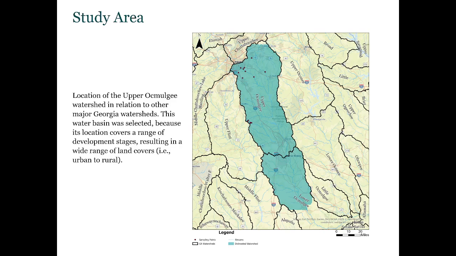Next, here's a look at the study area. I've delineated a watershed that's highlighted here in teal using these purple sampling locations as support points. Here, I just want to note that the study area does cover the majority of Upper Ocmulgee, in addition to about half of the Lower Ocmulgee.